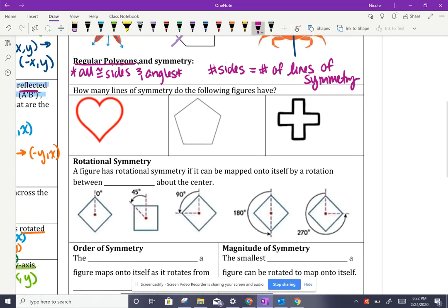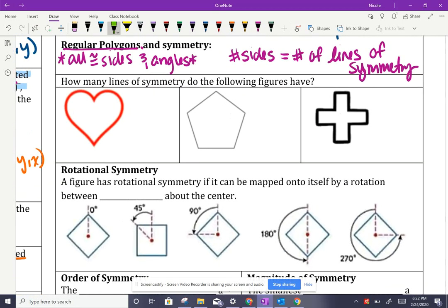Let's look at some of these figures. I have a heart. Can that work? No. So let's see, right down the middle this way, it has one line of symmetry. And then I have a pentagon here. I'm going to give you a little hint and tell you that it's a regular pentagon. All the sides are congruent. And if all the sides are congruent, then it's going to have 5 lines of symmetry.